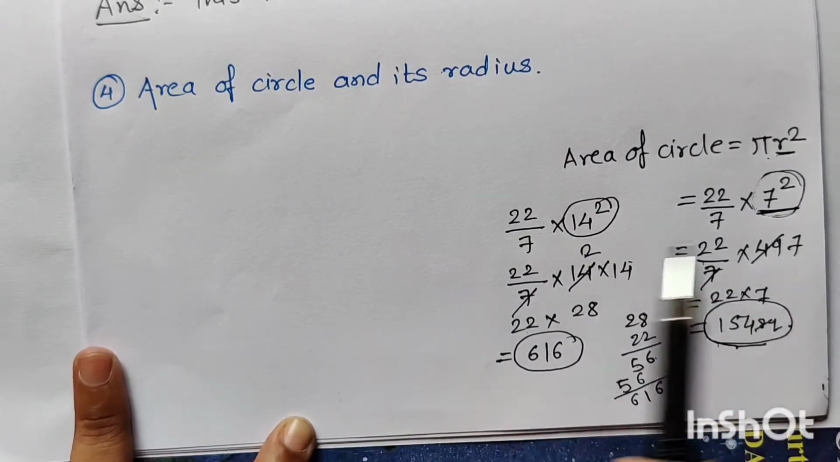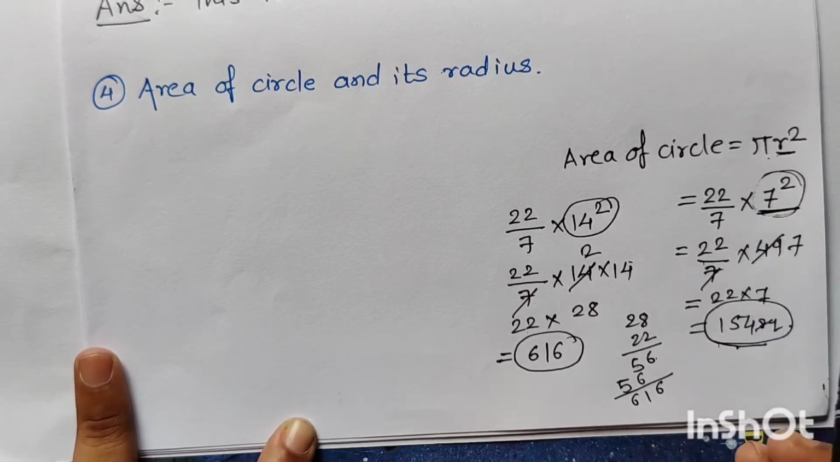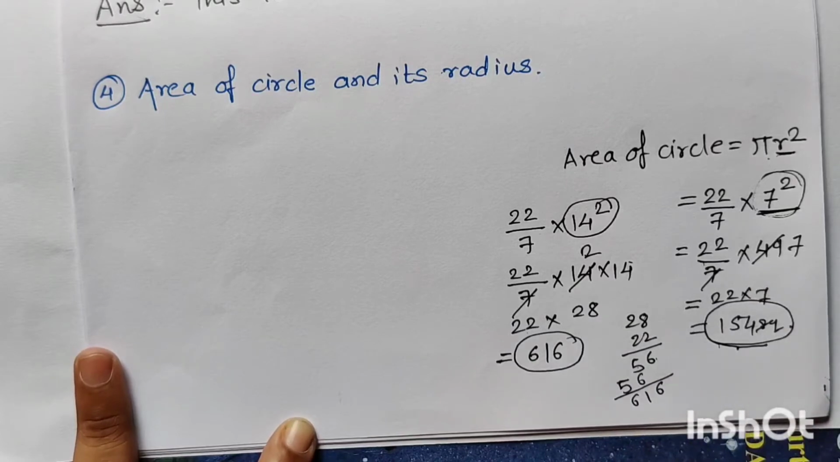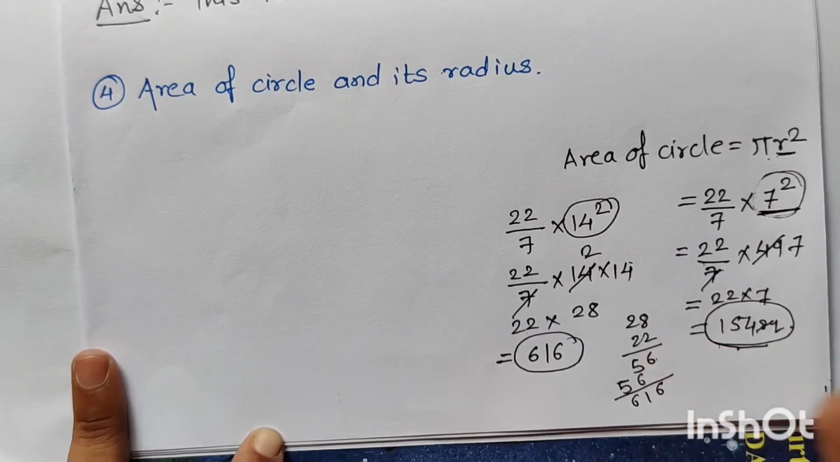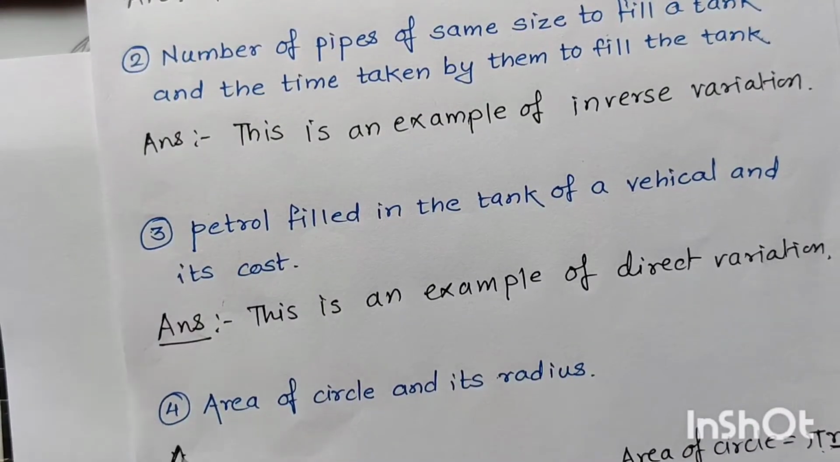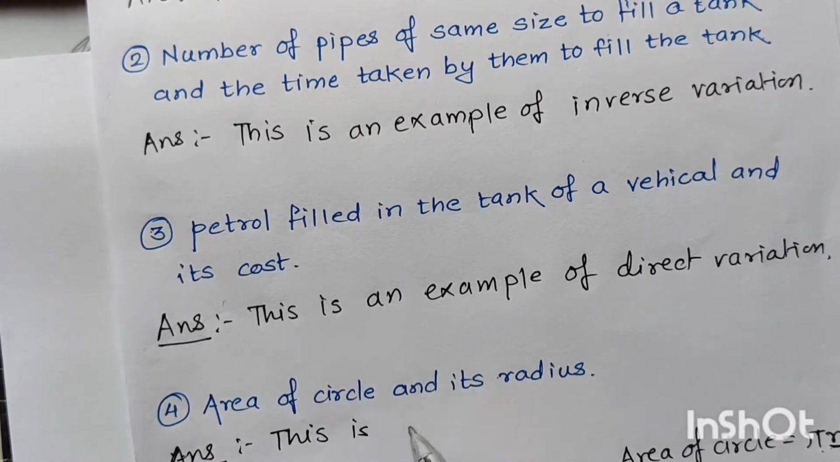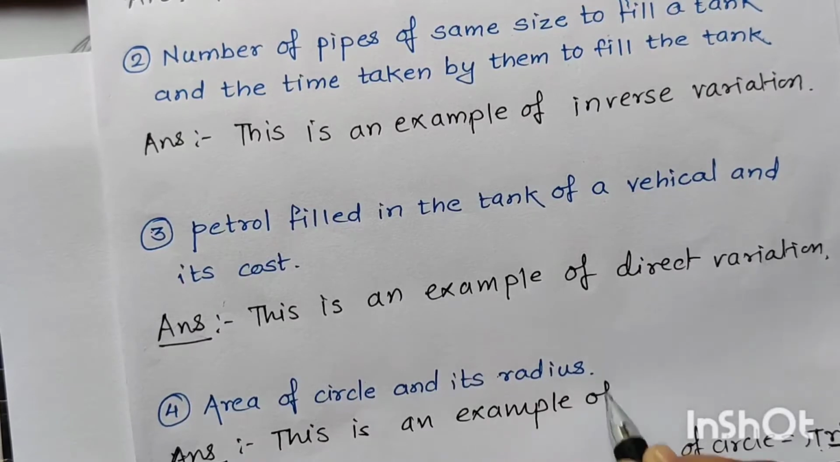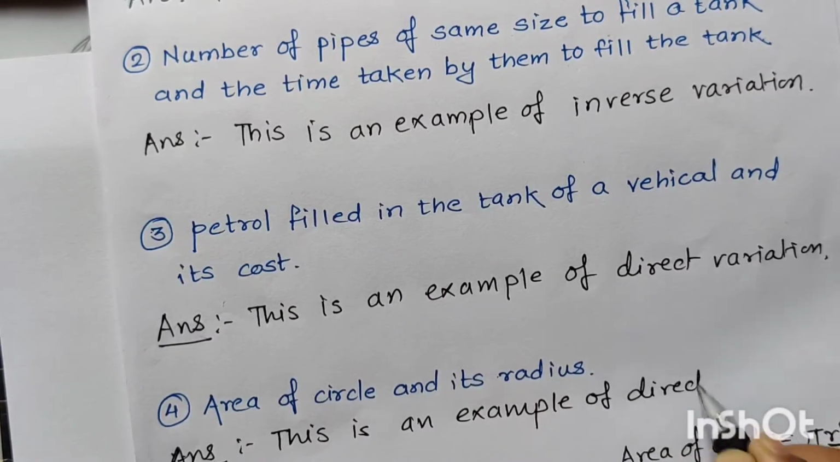That means both are increasing at the same time. Radius is increasing, area is also increasing. When we decrease the radius, the area will also decrease. So when both are increasing at the same time in the same proportion, or both are decreasing at the same time in the same proportion, then we can say that this is an example of direct variation. So here we have to write, this is an example of direct variation.